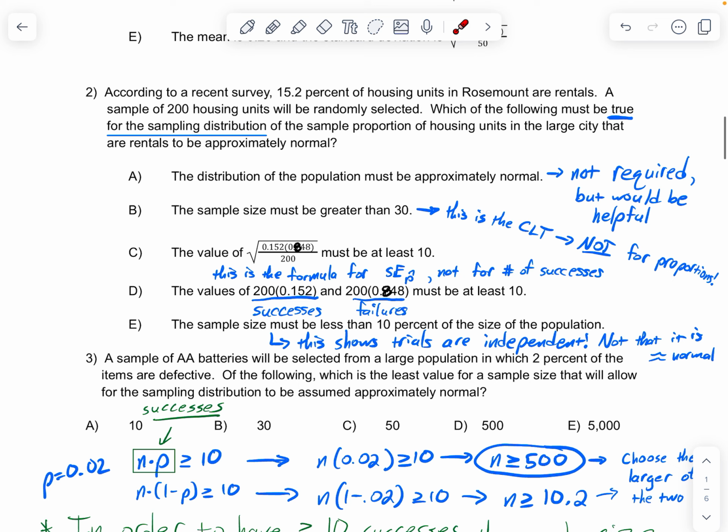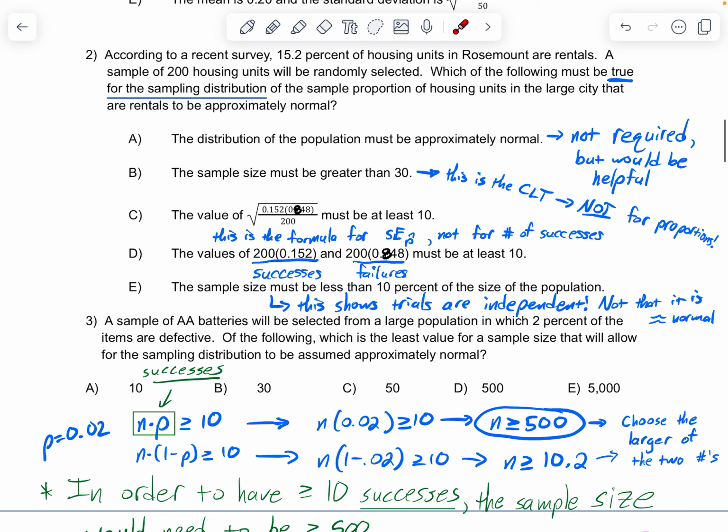Number two: according to a survey, 15.2% of housing units in Rosemount are rentals. So we're doing a percent one again. A sample of 200 housing units will be randomly selected. Which of the following must be true for the sampling distribution of the sample proportion of housing units in the large city that are rentals to be approximately normal? In other words, what has to be true for this to be approximately normal?